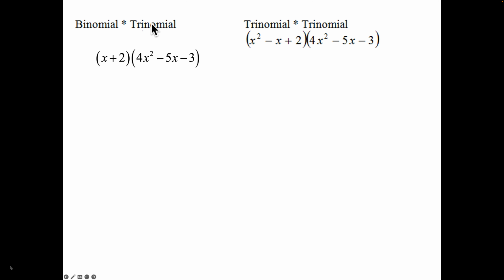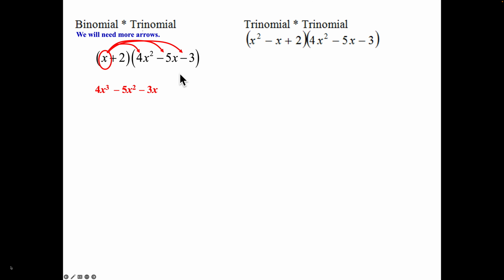Okay, now we have a binomial times a trinomial and a trinomial times a trinomial. So there's a lot of multiplication going on here. You need to keep track of your information. So one technique to do this is to always make sure your binomial's out front. If they put the trinomial first, switch them around. So when we draw our arrows, x times 4x squared, 4x cubed. X times minus 5x, minus 5x squared. X times minus 3 is minus 3x.